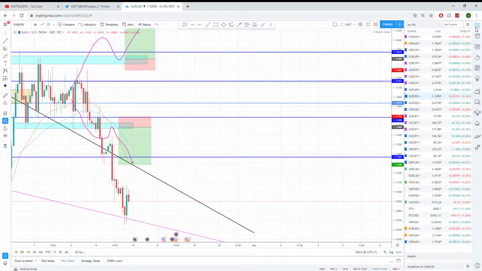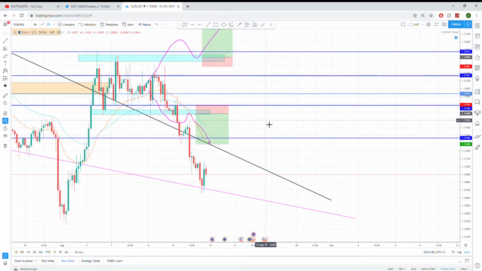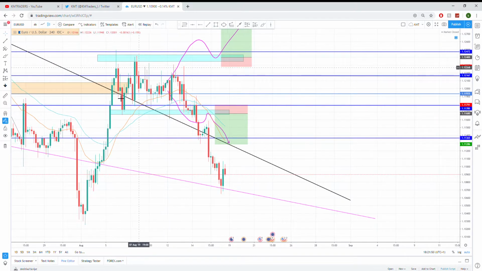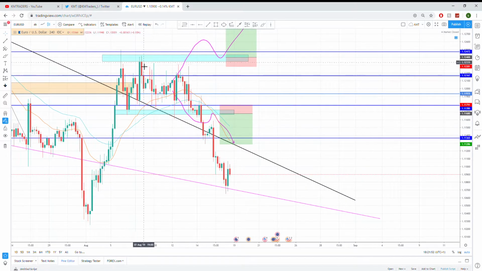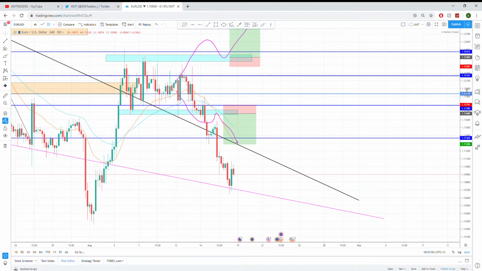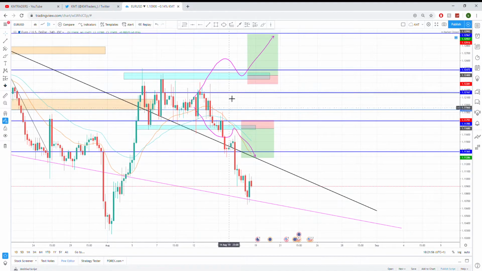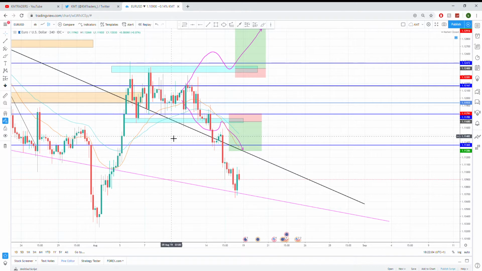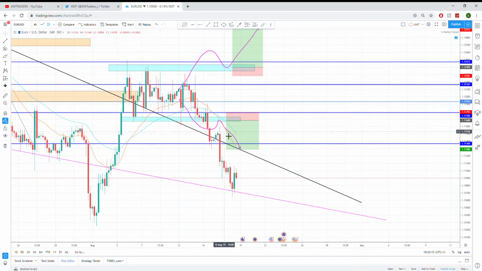Moving on to Euro USD. We discussed in the last video that price had been consolidating in this region here, between these two boxes, the light blue, the top blue and the bottom blue. What we was looking for was the retest from the bottom of the blue zone, but we didn't manage to get that.